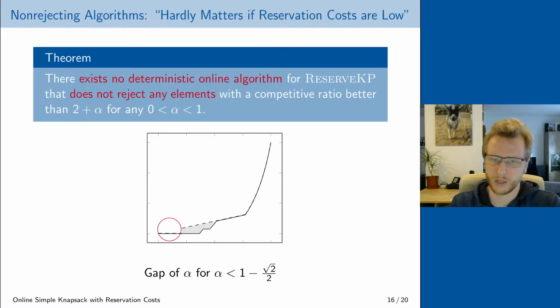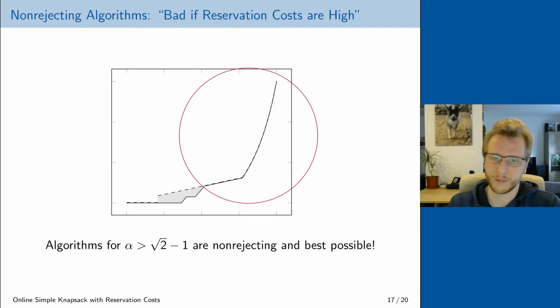First of all, we look at the one that's not so dramatic, but maybe still surprising, namely that we have a gap of alpha for this whole area, the frontier, if we are unable to reject items. And this will probably extend further to 0.25 if the new results are correct. But the more interesting result is this last area, because the algorithms that tightly match this lower bound are non-rejecting algorithms. They are unable to reject items. This is actually the best possible thing that you can do using a non-rejecting algorithm.